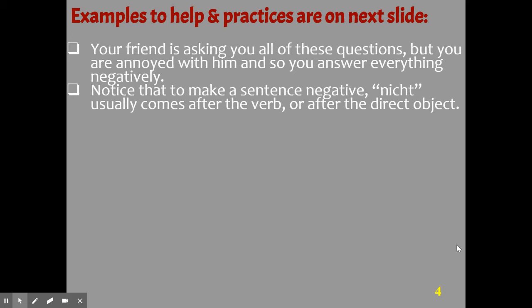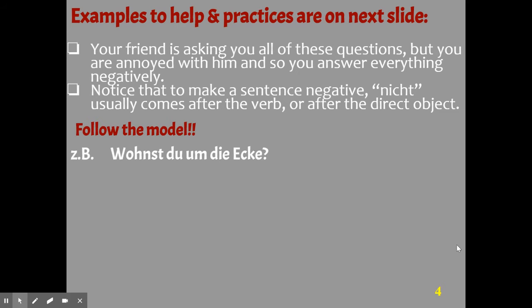So let's say that your friend is asking you all of these questions, but you're really annoyed with him, so you're going to answer everything negatively. So remember, to make a sentence negative, nicht usually comes after the verb or after the direct object. Okay, look at the example here. I ask you, wohnst du um die Ecke? And you're going to answer, nein, ich wohne nicht um die Ecke.